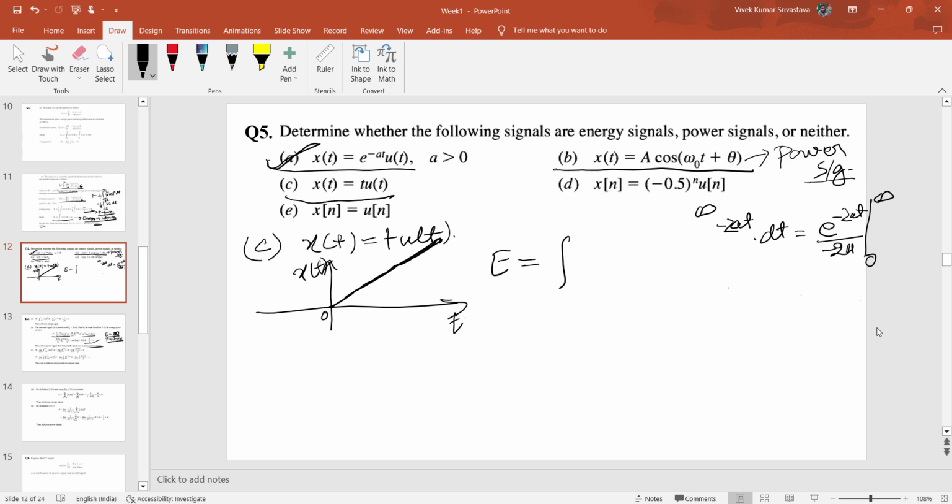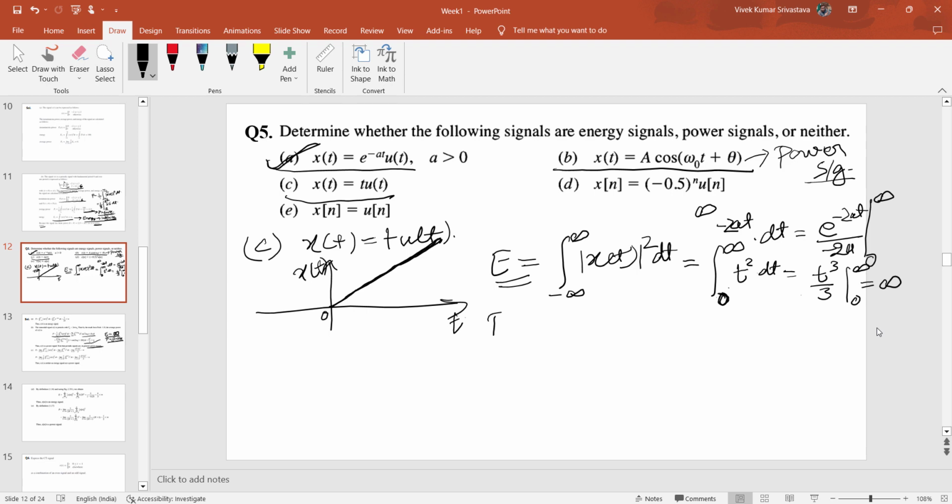Okay, so for this signal we will first calculate the energy contained by this signal. So this will be equals to minus infinite to infinite mod of x of t square dt. So this will be equals to 0 to infinite, because this will start from 0 and go till infinite. So that's why I am taking the integration limit as 0 to infinite t squared dt. Okay, so this will be equals to t cube by 3, and we will put the limit, so this will be equals to infinite. So energy is infinite here.